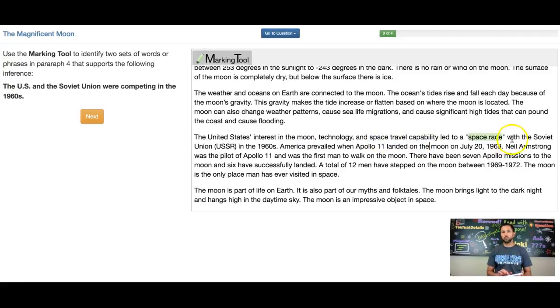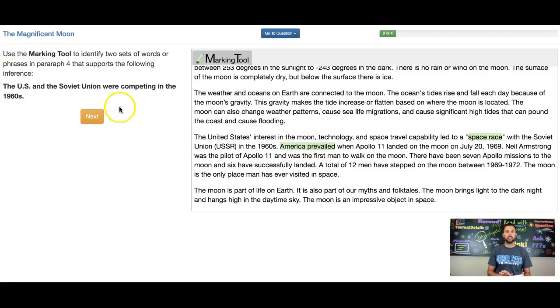Okay? Then it says with the Soviet Union, USSR in 1960s. America prevailed when Apollo 11 landed on the moon on July 20th, 1969. This is the other phrase right here. America prevailed. Prevailed is to win, or is the one who got there first. They overcame it first. So America prevailed. They were the winners.